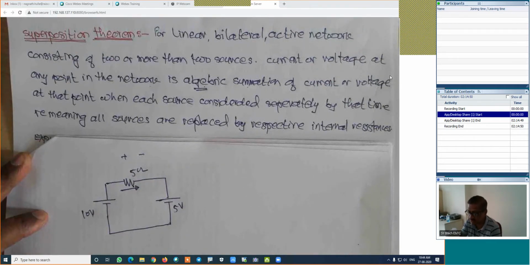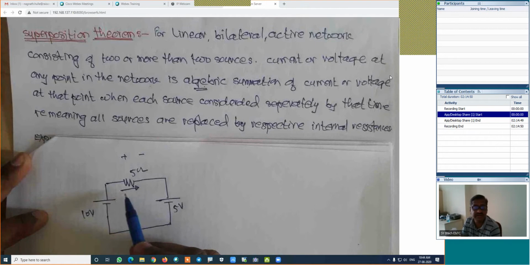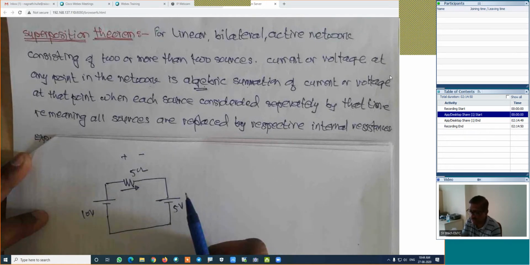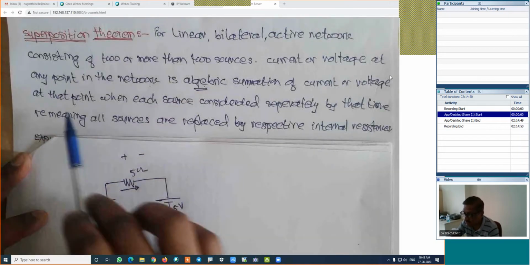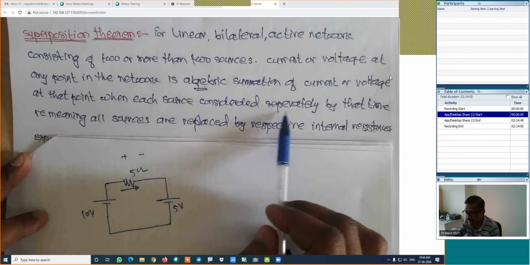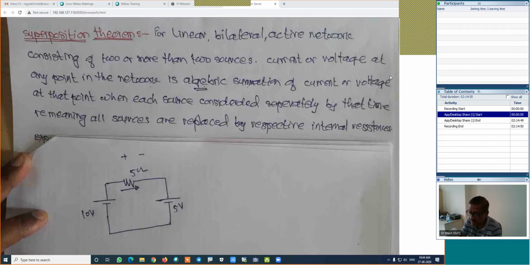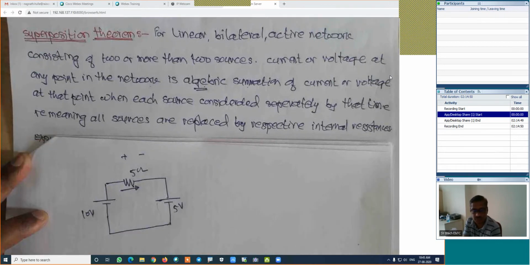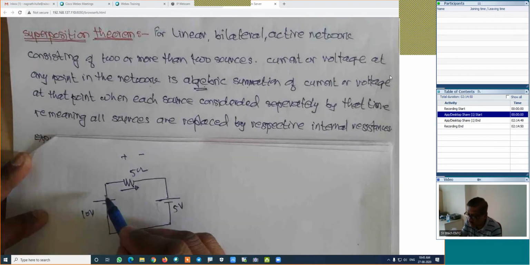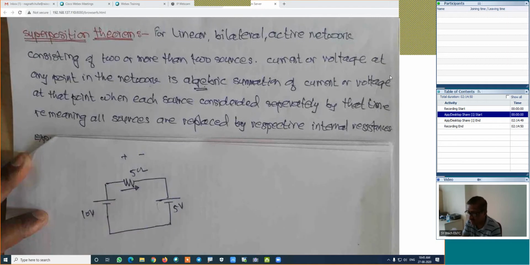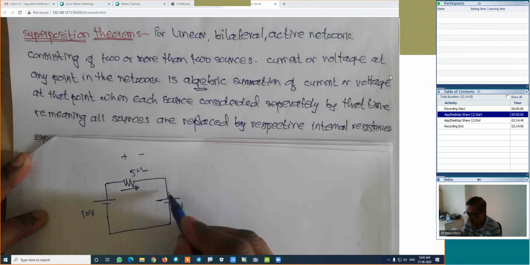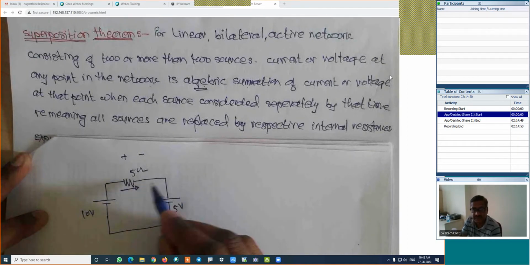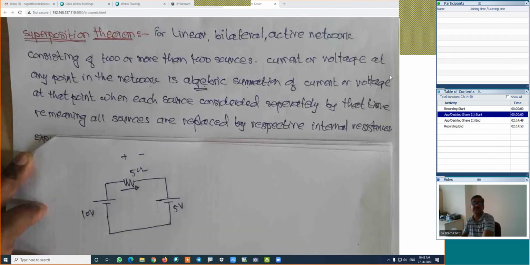First, I will discuss the current. Direction of the current is important. And every time it is the algebraic summation of the current or voltage at that point when each source is considered separately. Means at a time we are considering only one source. Then the second time we consider the second source and calculate its current. First we consider the first source, calculate its current and its direction. The second time we consider the second source and find its direction. And as per the direction, we find the summation.